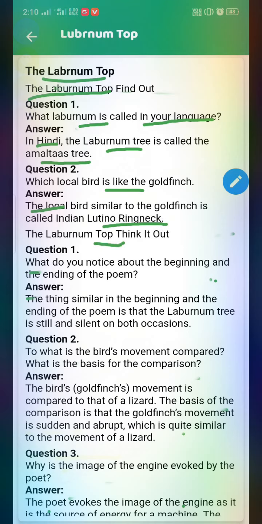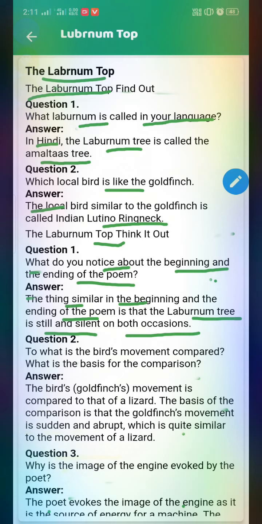The Laburnum Top, think it out. Question number first: what do you notice about the beginning and the ending of the poem? The answer is: the thing similar in the beginning and the ending of the poem is that the laburnum tree is still and silent on both occasions. When the goldfinch comes to the tree, it gets pleasure, and before that, the tree is silent and still. And when the goldfinch launches away to infinity, it becomes again still and silent.